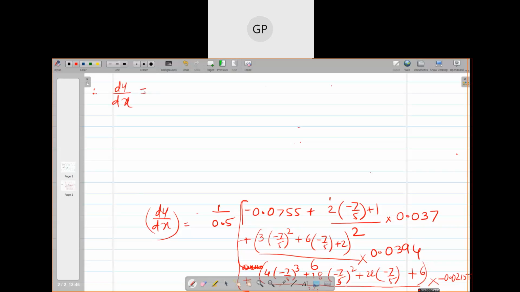So 1 upon 0.5 is how much? 2, na? So it is minus 0.0755. Now this will become plus or minus? Minus 14 by 5 plus 1. I'm talking about this numerator. Minus 14 by 5 plus 1 is minus 9 by 5. So that whole thing will become minus 9 by 10. Minus 9 by 10 into 0.037. Okay, this has been simplified now.